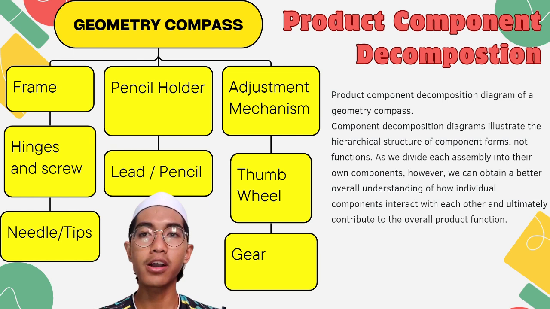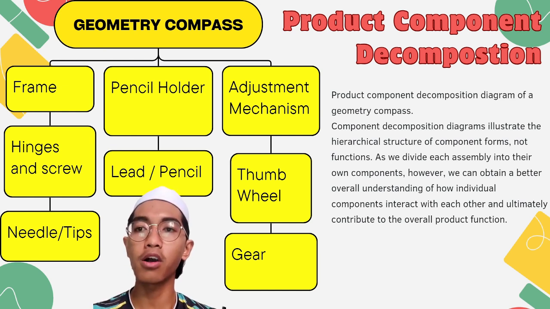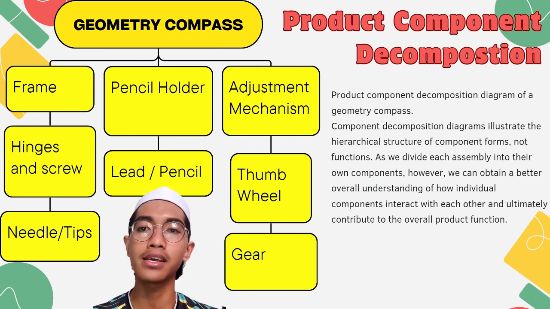This is the product component decomposition diagram of a geometry compass. The compass decomposition diagram illustrates the hierarchical structure of component forms, not functions. As we divide each assembly into its own components, we can obtain a better overall understanding of how individual components interact with each other and ultimately contribute to the overall product function.